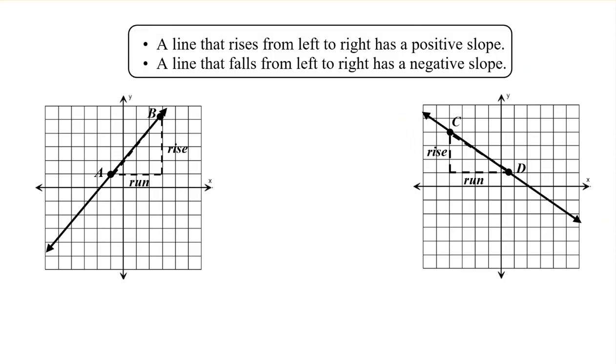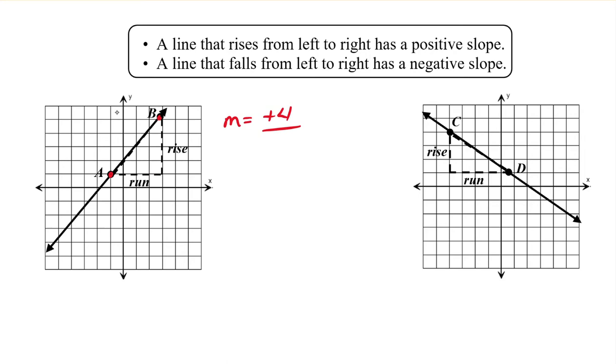Now, lines that rise from left to right are positive slopes, and lines that fall from left to right will be negative slopes. And we can kind of prove this. We'll go from A to B here. So let's just do our rise over our run again. So our rise is up 1, 2, 3, 4. So our rise is up 4.